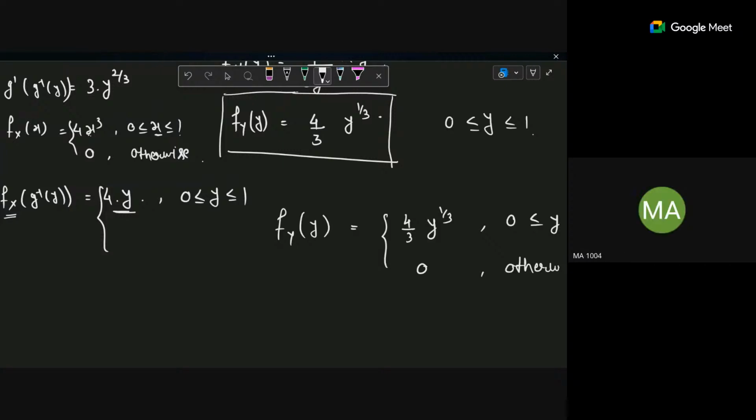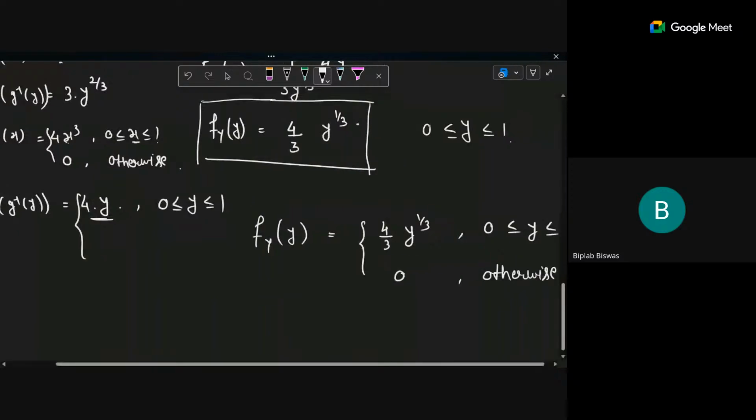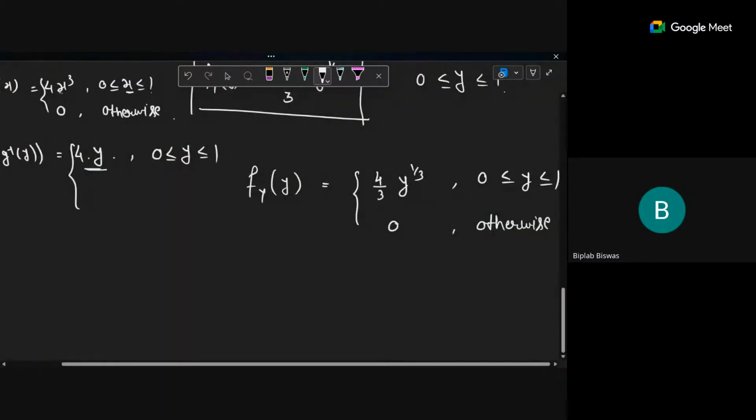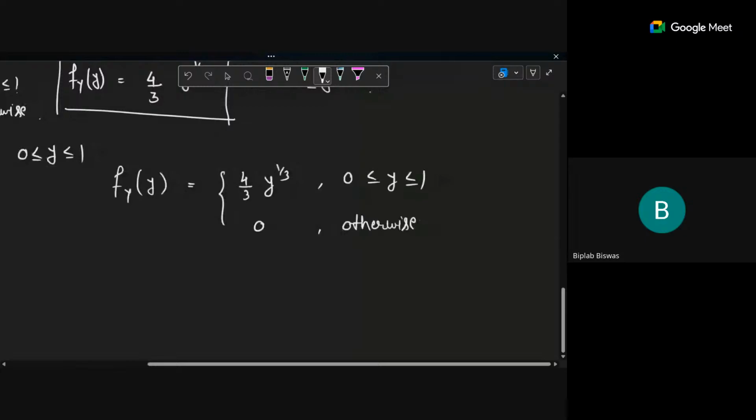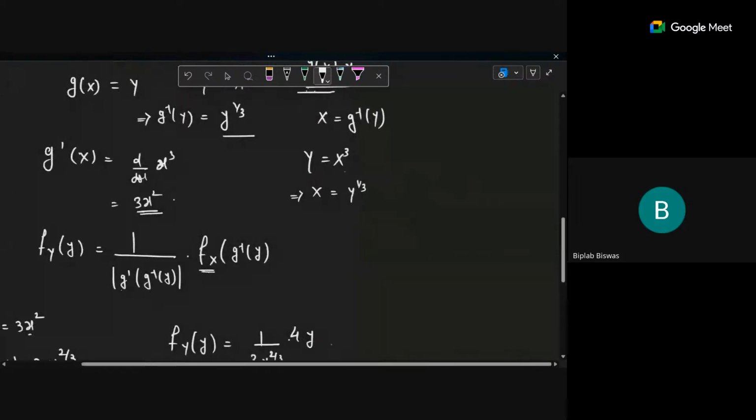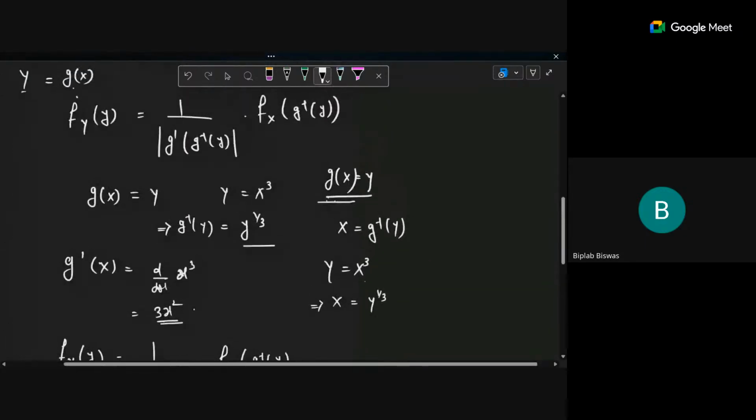Yes, ma'am. I have one doubt in this question. What we are given is y equal to x cube. From this, we have to derive the derivative of g, like in terms of g inverse of y, right? That is what the ultimate goal is. First, we have to derive that from this, right?